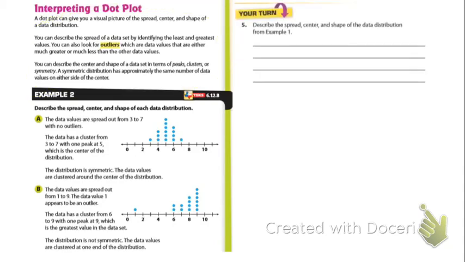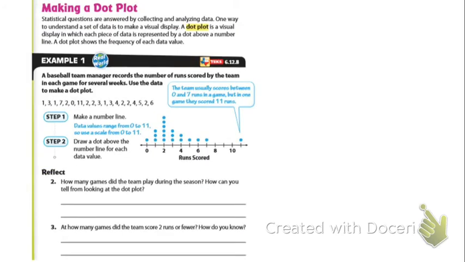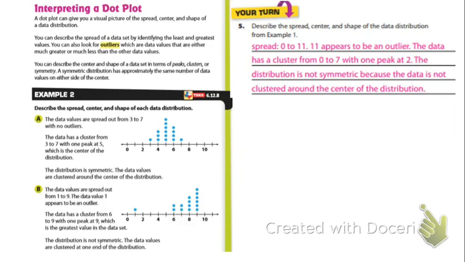All right, so moving on. Describe the spread, center, and shape of the distribution from example number 1. So go ahead and look in your packets, or in wherever you have it. If you have it on a different tab, or just try to print out that page. Here's example number 1, ladies and gentlemen. All right, this is what y'all should have had. So the spread is from 0 to 11. 11 appears to be an outlier. And that's just some of the descriptions that they gave you, okay?